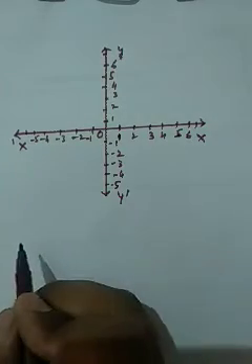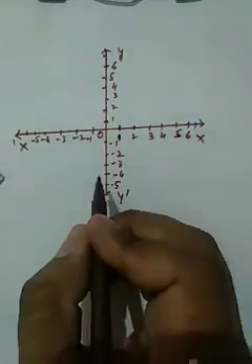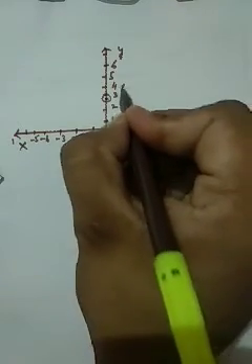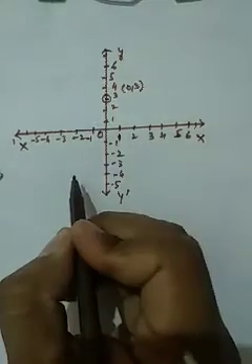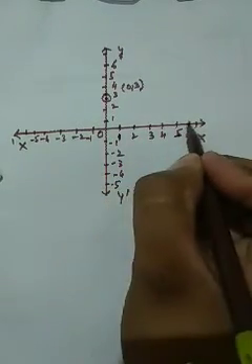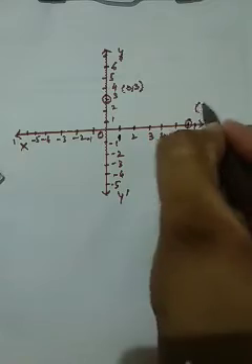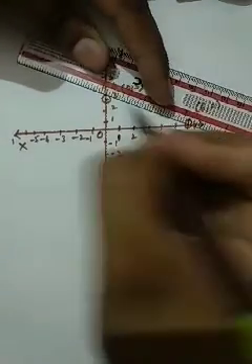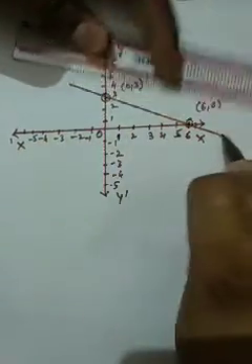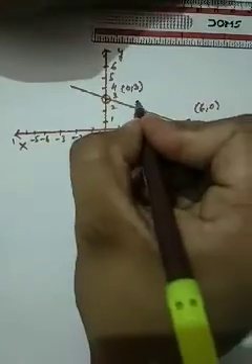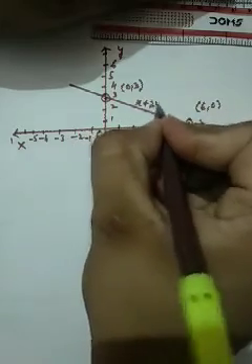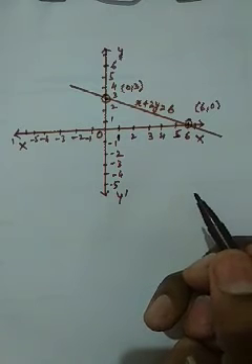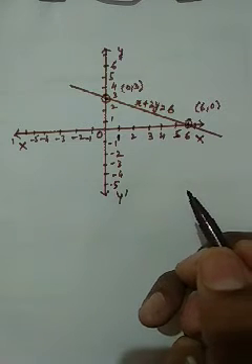Okay, so first point is 0, 3. So means x coordinate is 0 and y is 3. So this is 0, 3. The other coordinate is 6, 0. Means x is 6 and y is equal to 0. This is 6, 0. So we can connect these 2 points in this way. So this equation is x plus 2y is equal to 6. So in this way we can draw the graph of linear equation in two variables.